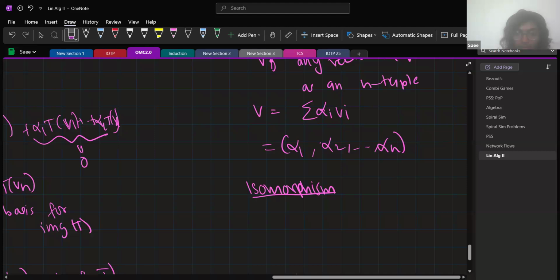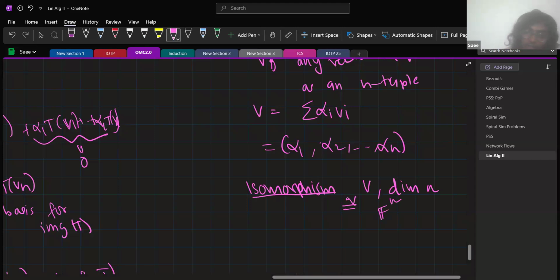So if there's an isomorphism, V has, let's say, dimension n. V of dimension n is isomorphic to F raised to n. And this is precisely the isomorphism.